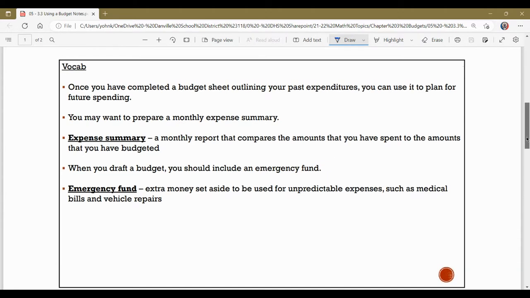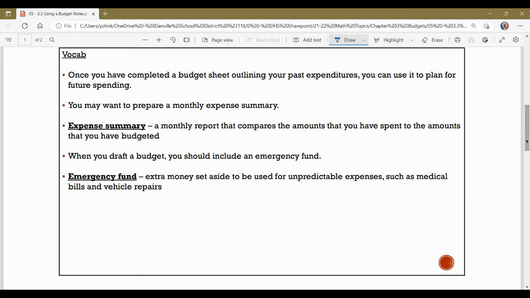Once you have completed a budget sheet outlining your past expenditures, you can use it to plan for future spending. And this is why you might want to have a monthly expense summary so that not only can you see what you did each month, but you can now compare month to month to see if you're spending more on average or less on average. And so, this expense summary is a monthly report that compares the amounts you have spent to the amounts that you have budgeted. And when you draft a budget, you should always include an emergency fund because you should always have money available in case something happens.